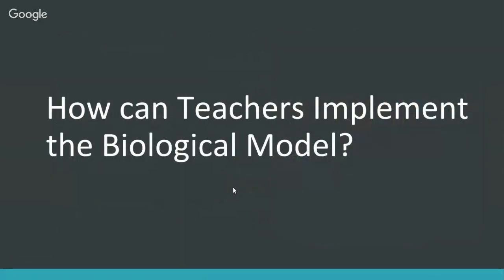I want you to turn to your neighbor and discuss how can teachers implement the biological model. Just as you guys said, it is true. We can just try to understand the way the medication affects our students or what the side effects of medication are to better help our students.